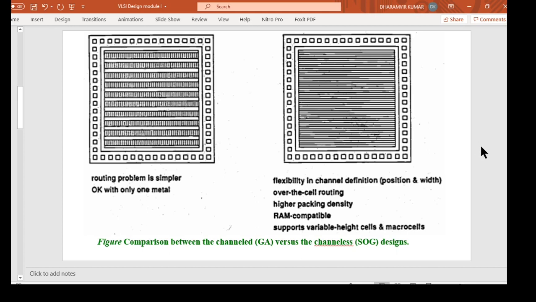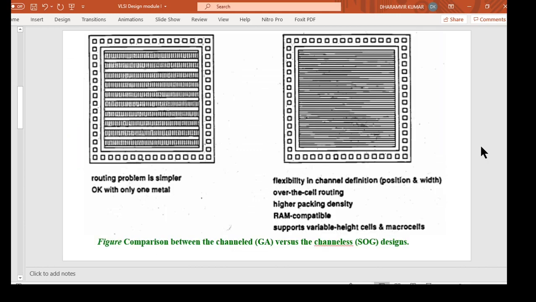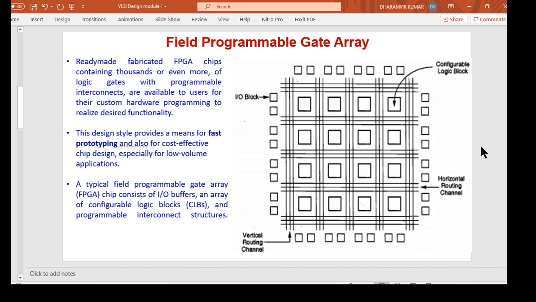So now with this, the gate array VLSI design method is over, and we will start with the field programmable gate array.